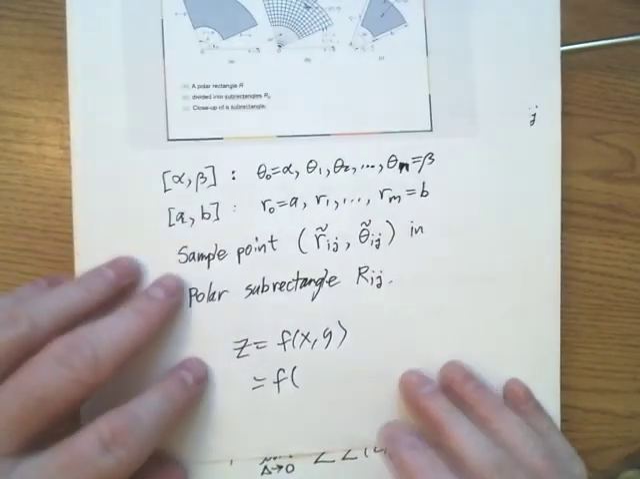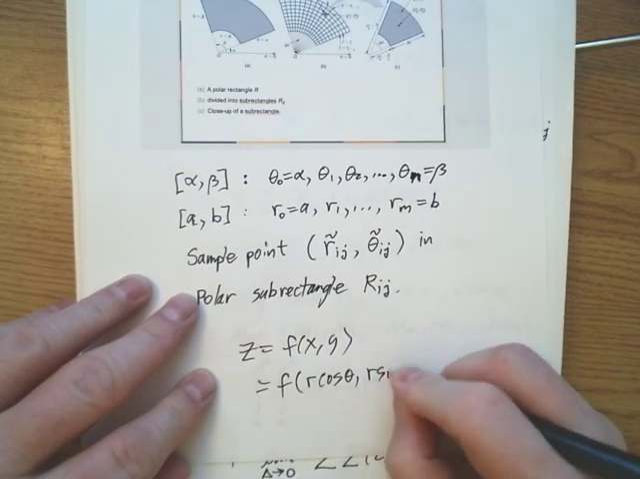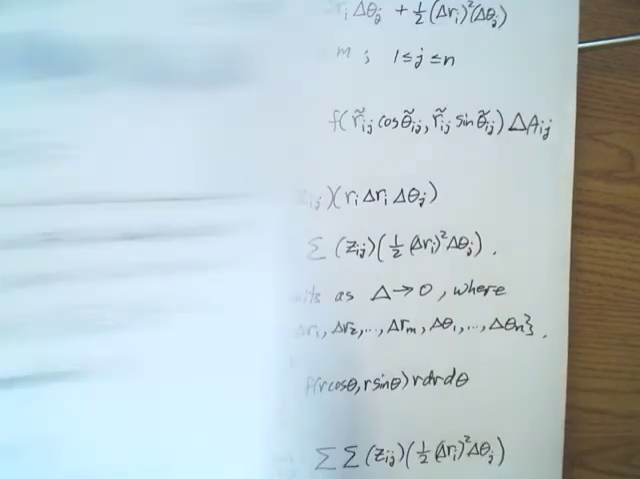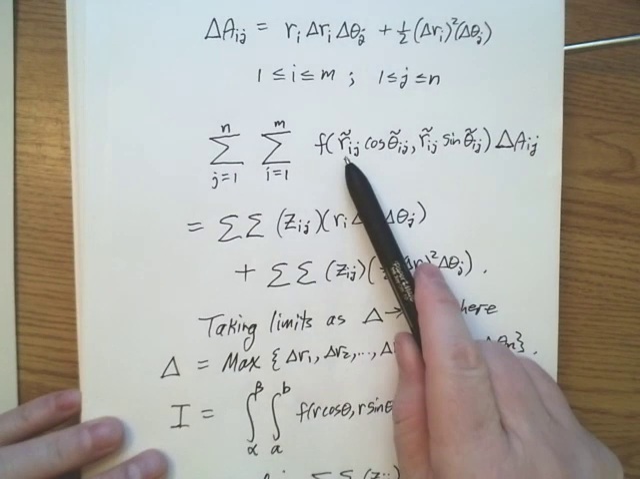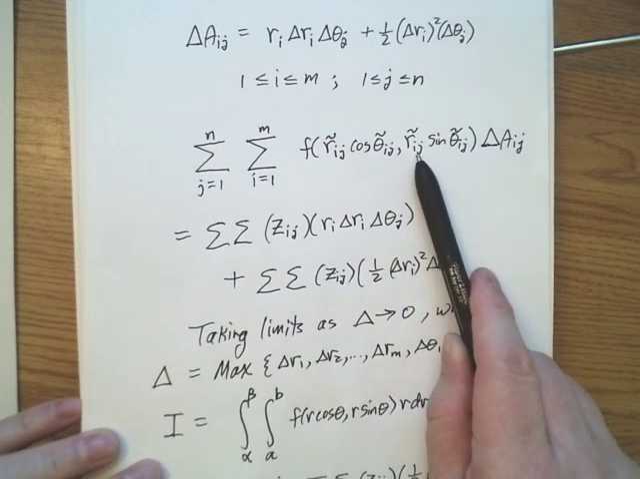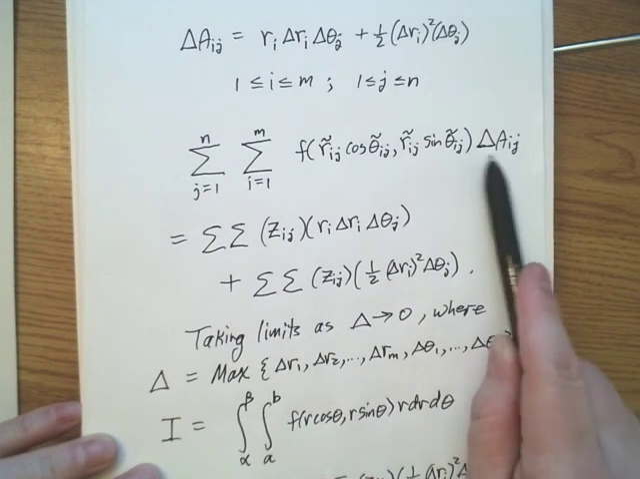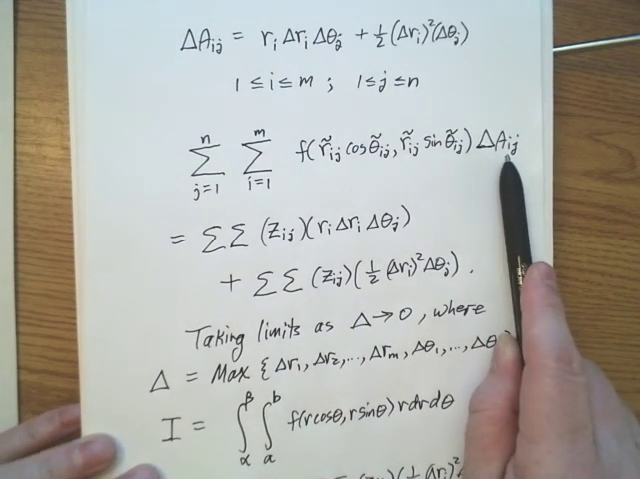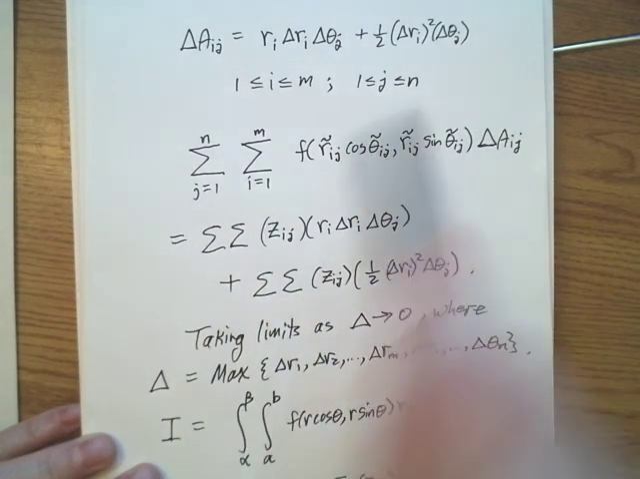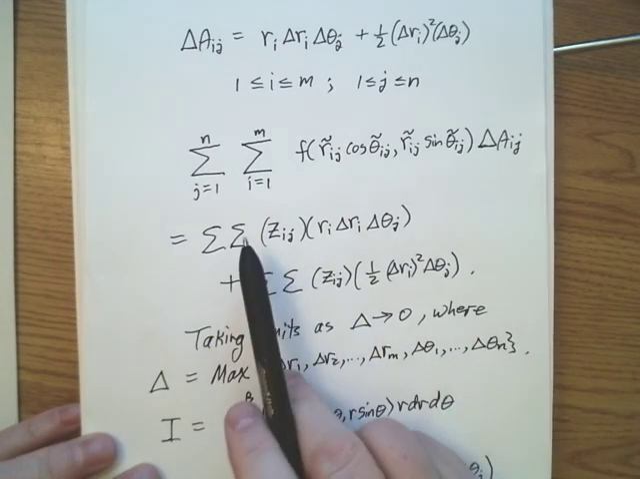Don't forget, x is what? r cosine theta, r sine theta. So we'll use that little fact there. So this becomes what? r tilde sub ij cosine theta tilde sub ij, r tilde sub ij sine theta tilde sub ij, times the area of the ijth polar subrectangle. This is what we would mean by a Riemann sum for a double integral.